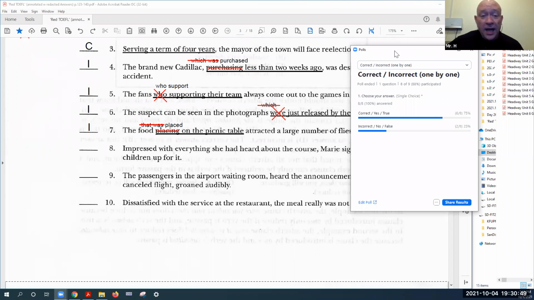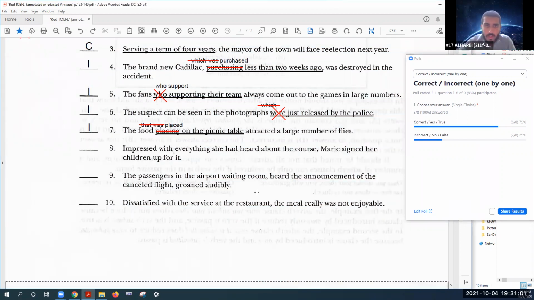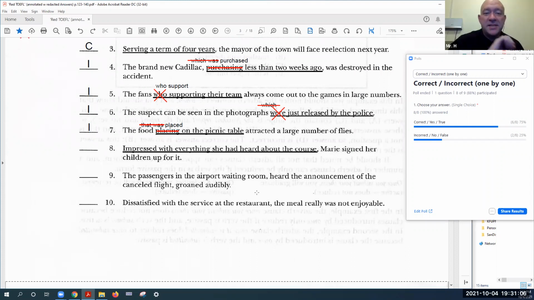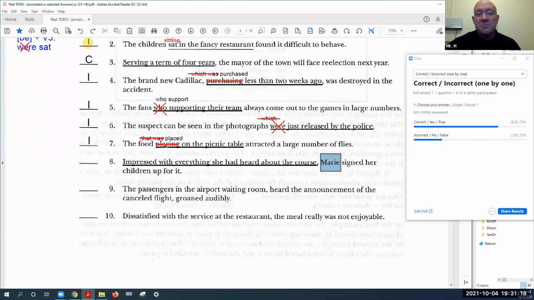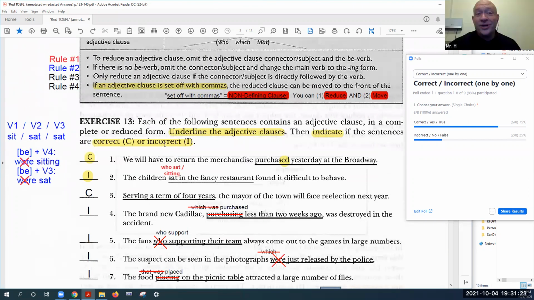So, any volunteers? Oh, Harvey. "Impressed with everything she had heard about the course." Okay, that is the clause, right? This describes Marie. All of this describes Marie. Which rule is this, guys? Impressed with everything, when it comes at the beginning, yes, Osama? Rule 4. That's right. It's rule 4.